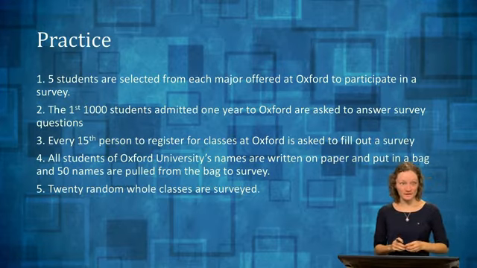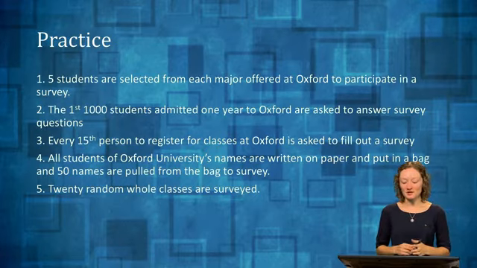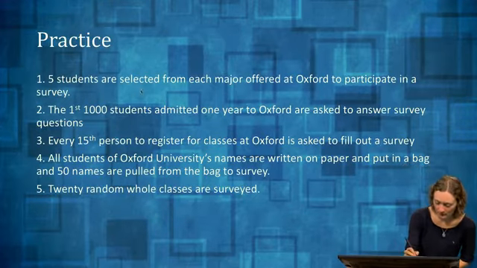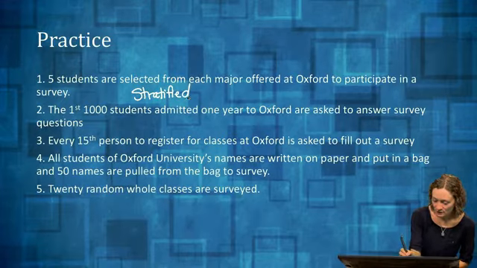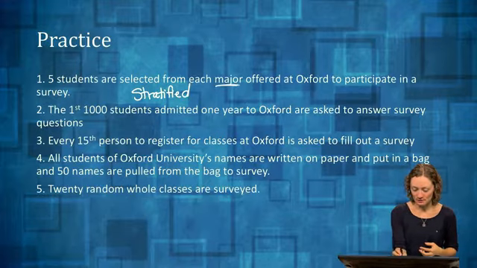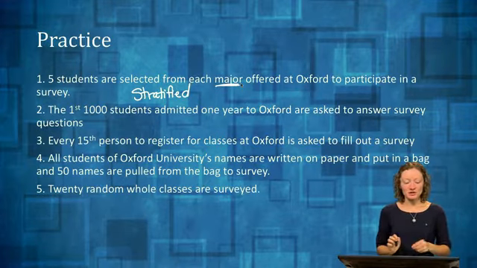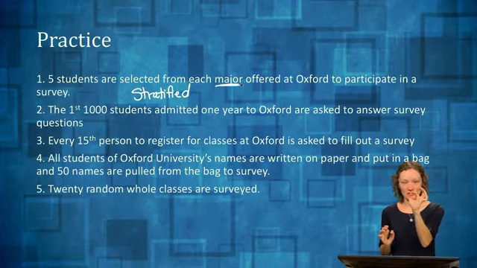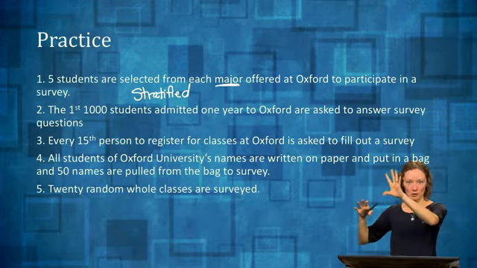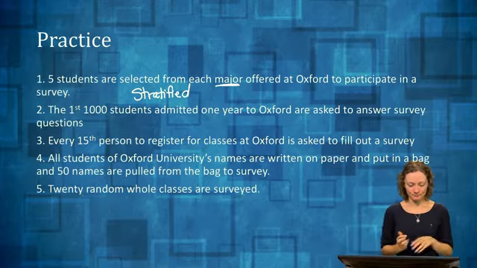Okay, so let's see if we're on the same page. The first one: 5 students are selected from each major offered at Oxford to participate in a survey. This one is stratified, because the population of Oxford has been divided into strata, in this case majors, and we're talking to 5 students from each strata. So the population's broken into parts, and we talk to people from each group.